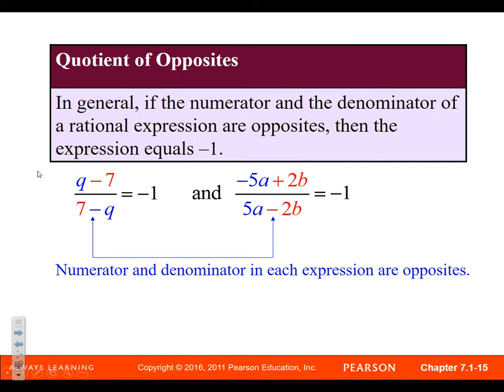Two examples. See how that's q, negative q, 7, negative 7, that's a negative 1. Okay? Got negative 5a, positive 5a, positive 2b, negative 2b. Again, that's just a 1. Or negative 1, sorry.